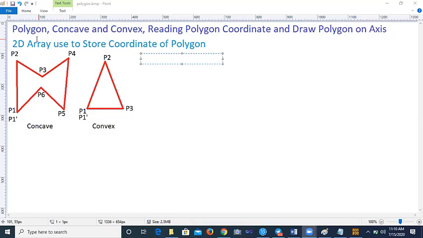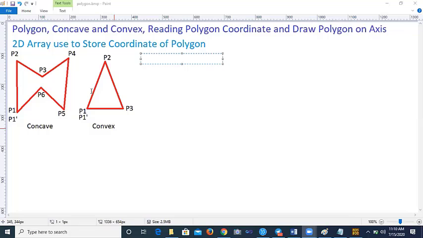Now here, just yesterday some students raised the problem that they have not understood the two-dimensional array. So here we are going to use the two-dimensional array to store the coordinates of the polygon. Here I have just drawn these two polygons. This is the concave polygon first, and this is the convex polygon.